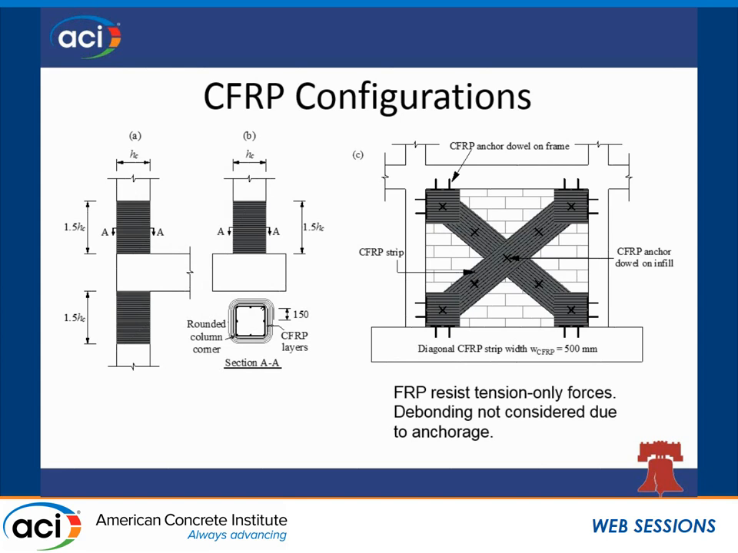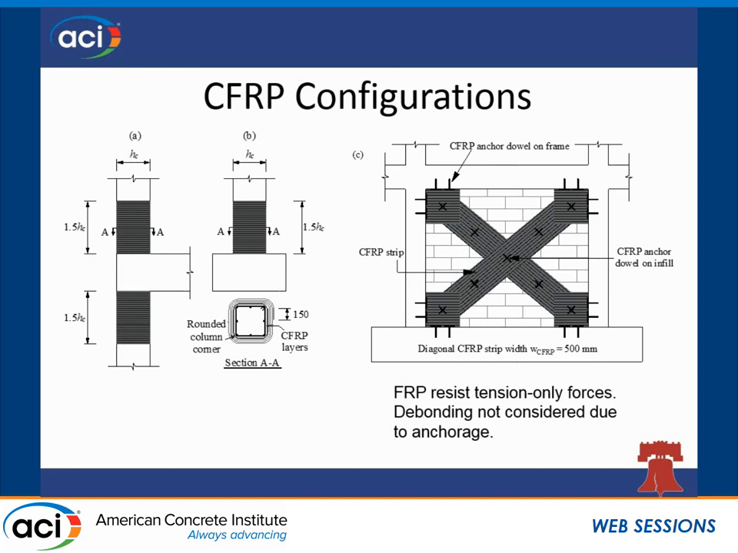The FRP configurations that we've proposed are presented here. So we're providing strengthening to the columns either beneath the floor or just above the floor. And the length of the wrapping, it's a carbon fiber wrap, there are four layers of wrap around the columns. It's 1.5 times the depth of the column.